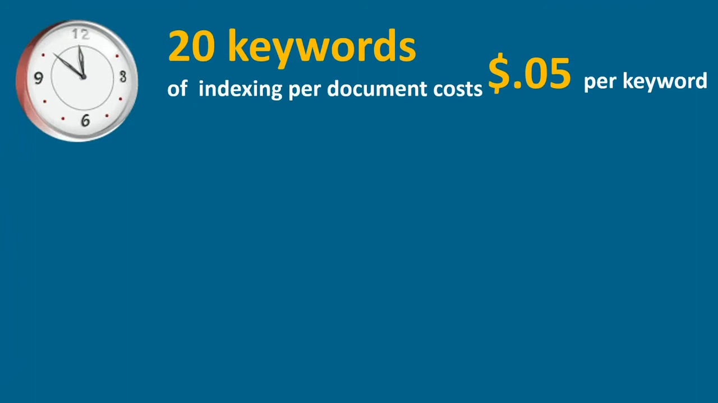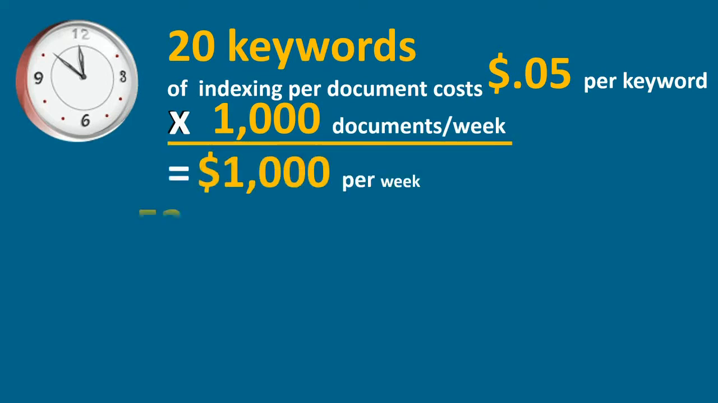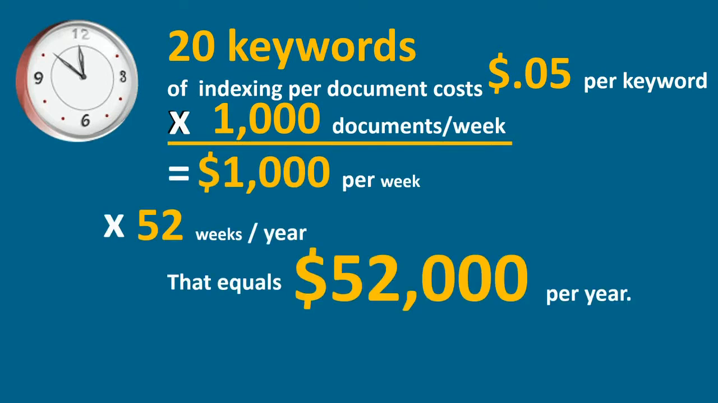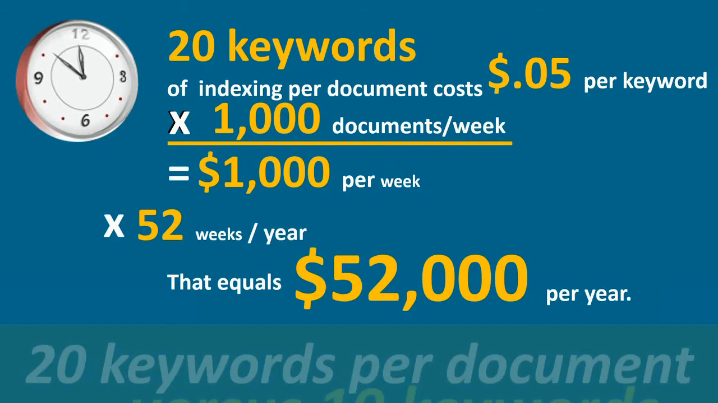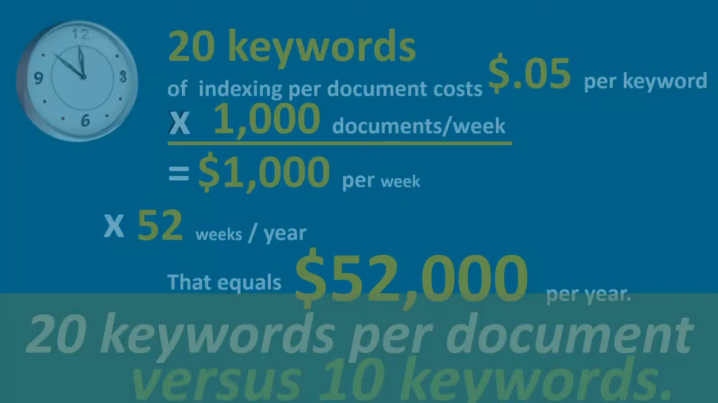But now if you could even take that to the next level and say, let's not index to the same level that we are now. You might have many heavy-duty indexing document types. If you got 20 keywords and it costs 5 cents per keyword, and 1,000 documents per week that you're putting into the system, again, extrapolating that on an annual basis, it costs you $52,000 per year to index those documents for those 20 keywords. But what if we could reduce the keywords to 10? Because full text search could perform what we're looking for.